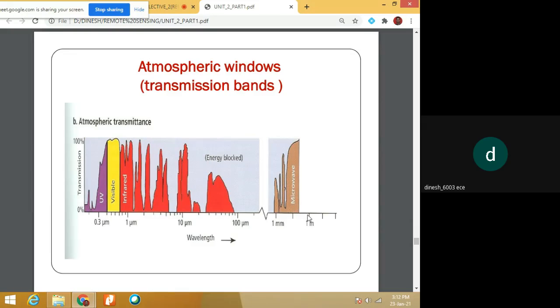So these are the atmospheric windows, the transmission bands, shown as atmospheric transmittance, the same in color. That's all: how it acts in the ultraviolet region, the visible, and the infrared region, up to the microwave radar. Everything is measured in wavelengths.